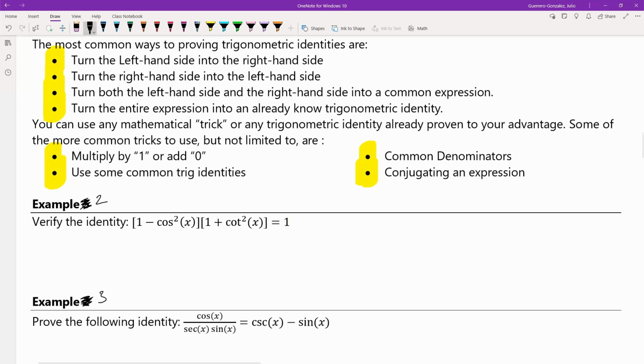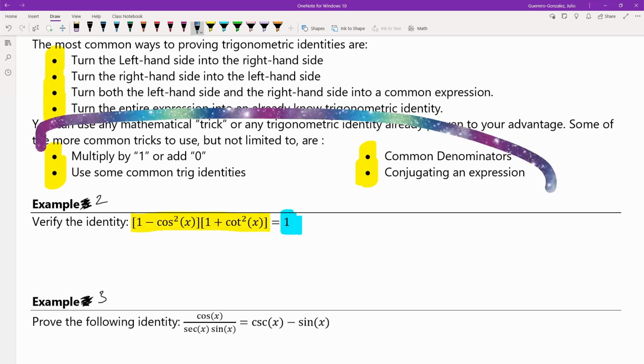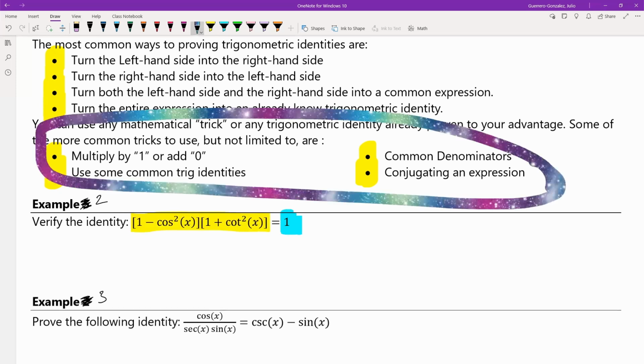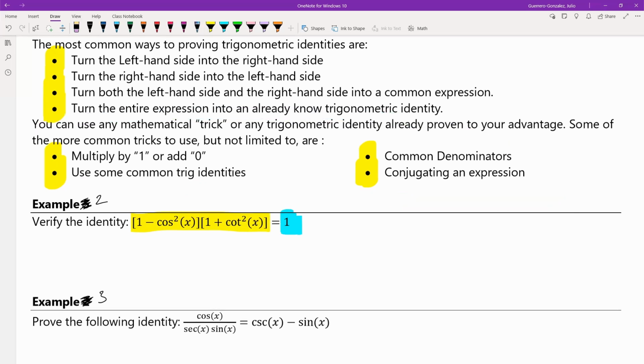So I'm going to try the first of our strategies up here. I'm going to grab the left-hand side and try to turn it into the right-hand side, so I'm going to try to make all of this equal to 1. Like I said, I can use any one of all of these mathematical cheap parlor tricks that are up your sleeve. You are allowed any and all of them, so long as you do it right.